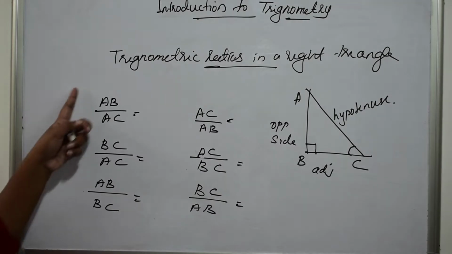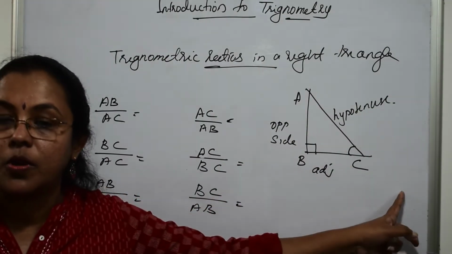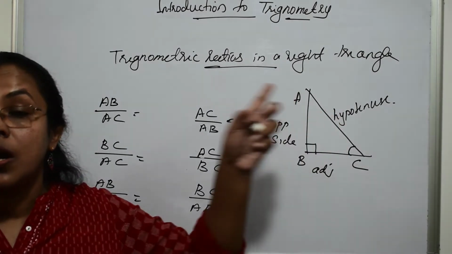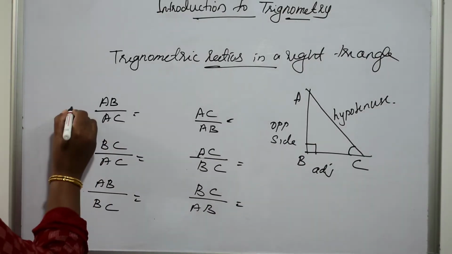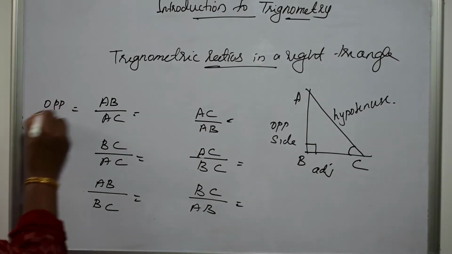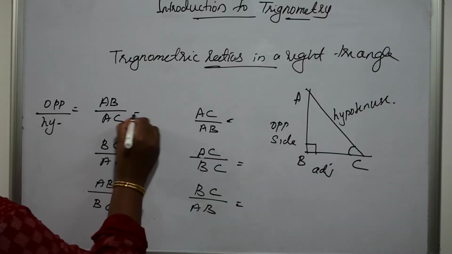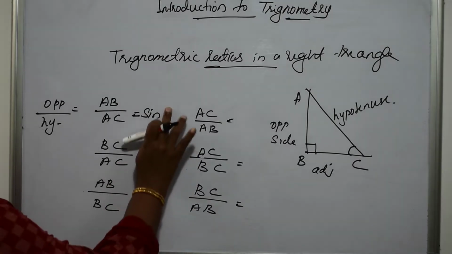Then AB by AC, that is opposite side by hypotenuse, this ratio is named as sine of angle C. Opposite side by hypotenuse. The name of this ratio is sine of angle C and is represented as sin C.